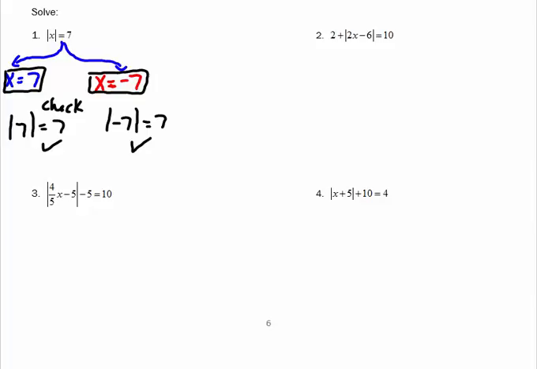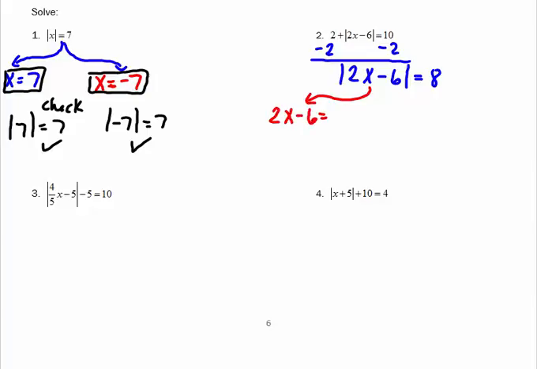So now let's look at number 2. 2 plus the absolute value of 2x minus 6 equals 10. First thing we need to do is isolate. So we're going to subtract the 2 on both sides. We'll end up with the absolute value of 2x minus 6 equals 8. At that point, we're going to need to break it up into two equations. The first equation is when I just drop off the absolute value. So 2x minus 6 equals 8. Second equation, I drop off the absolute value, but I put a negative on the right-hand side. So negative 8. Then I'll need to solve each one.